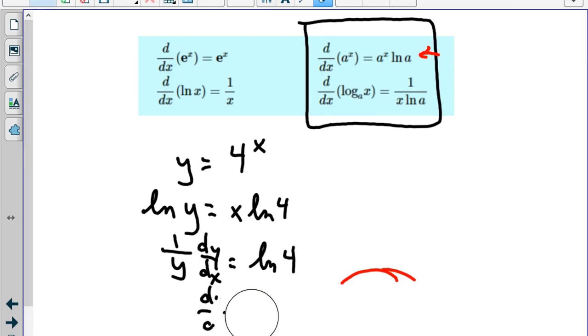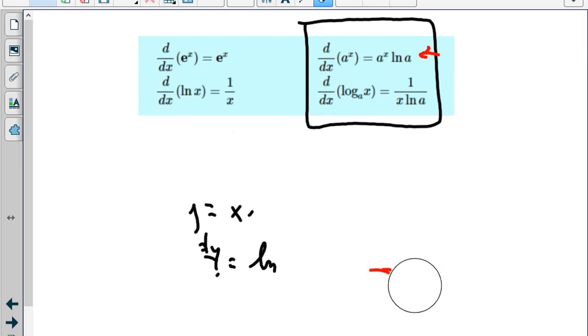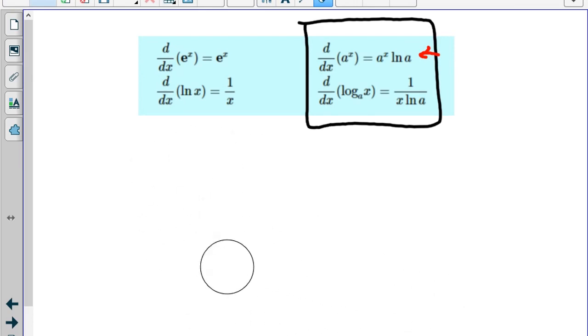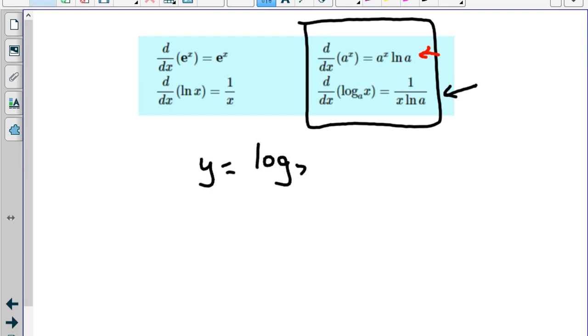Secondly, let's talk about how I would do the other one if I forget. So let's say I forget the rule for this one down here. What I would do is I would change log base a of x by the change of base rule for exponents. So if I have, let's say, y equals log base 7 of x, I could rewrite this as natural log of x over natural log of 7.